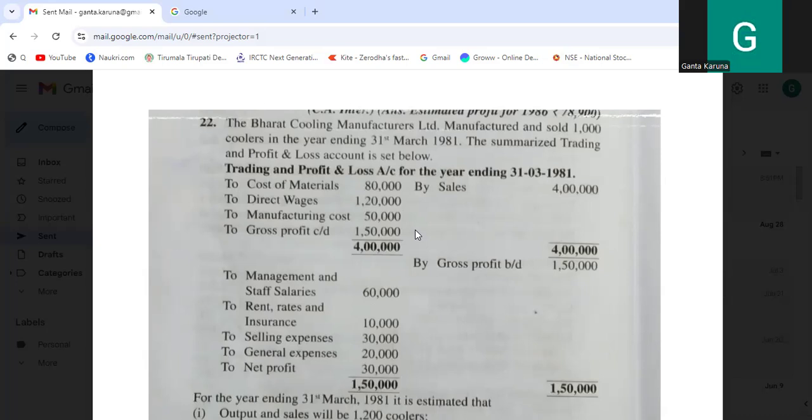The question goes as: Bharat Cooling Manufacturers Limited manufactured and sold 1,000 coolers. Please remember, the data given is for 1,000 coolers in the year ending 31st March 1981. The summarized trading and profit and loss account is given below. So this is for March 31st, 1981. He gave us the cost of material, the direct wages, manufacturing cost, then sales. Sales also he mentioned.